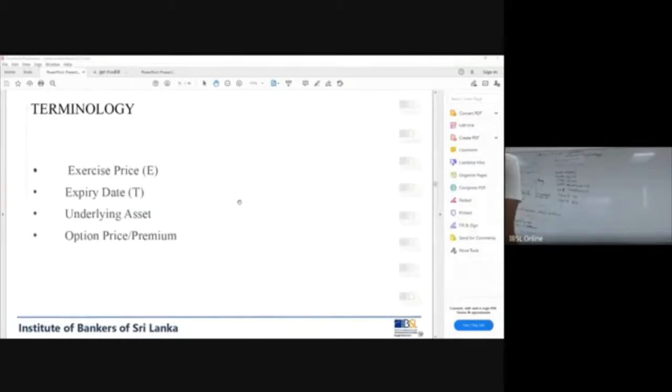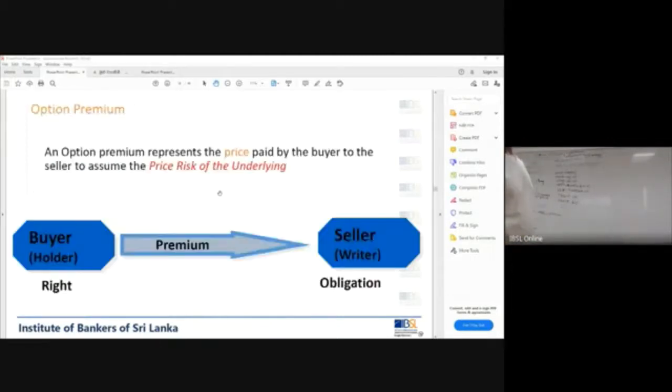So these terms we discussed: exercise price or the strike price. Strike price is also called exercise price. The underlying asset, in this case, was a mango. So all calculations are based on the price of a mango. The option price is called the option premium. Always the option buyer pays the premium to the option seller.